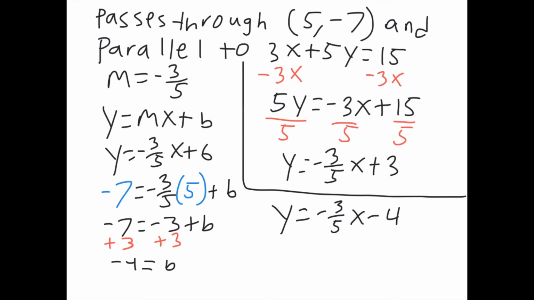So the steps were take the equation that our line is parallel to, turn it into slope-intercept form, take its slope, it's the same because it's parallel, plug that slope into slope-intercept form, plug the points in, and solve for b, and then write the equation.